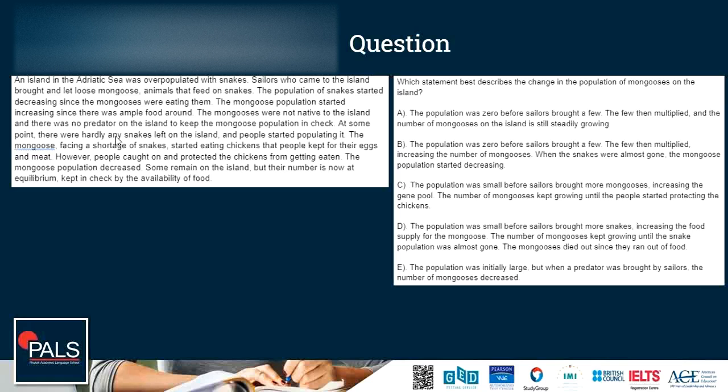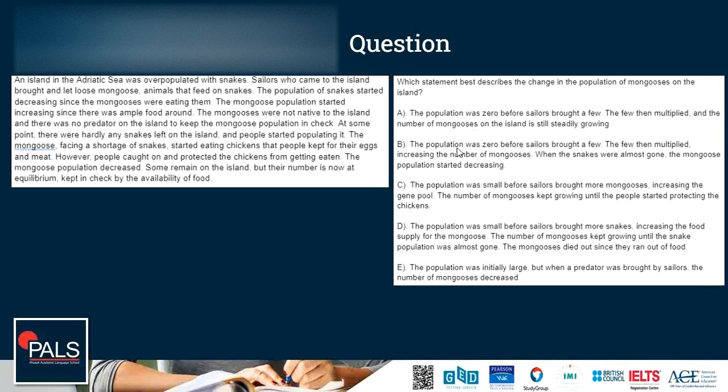And the answer that makes most sense to me is B. It says the population was 0 before the sailors brought a few mongooses. Yes, there were no mongooses on the island, and then the sailors brought a few. The few mongooses then multiplied, and A says the number of mongooses on the island is still steadily growing, which is false. It says that the mongoose population decreased and some remained on the island, but the number is now at a balance and kept in check by the availability of food.